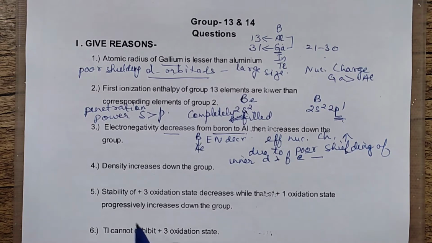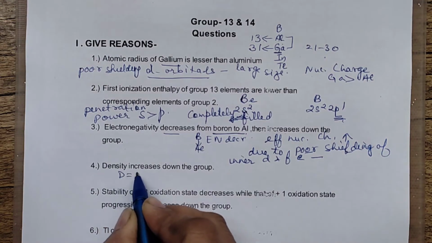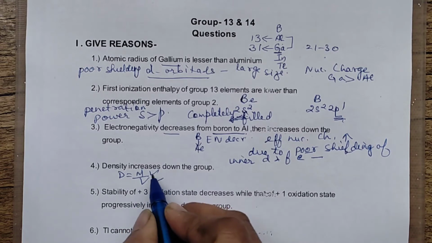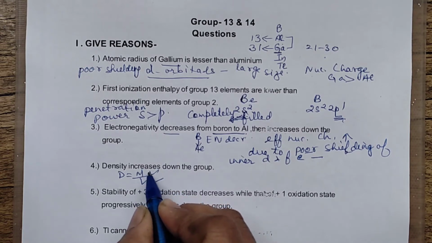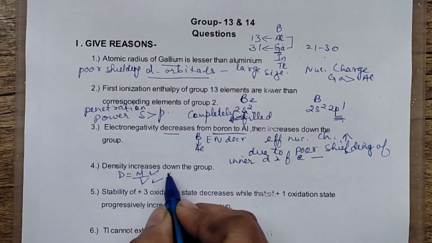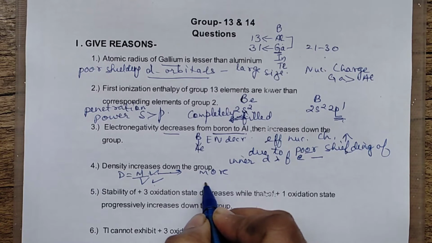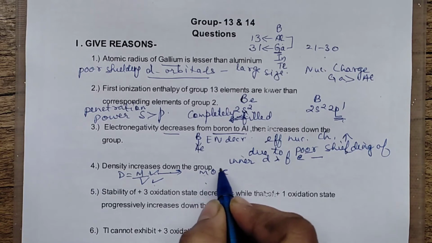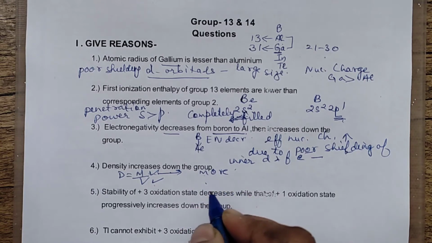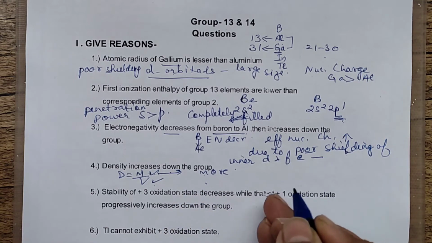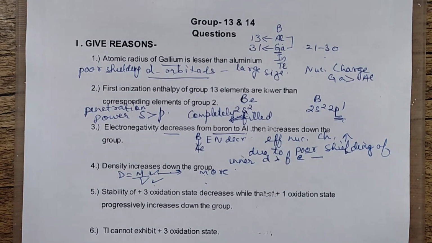To explain density, you will be focusing on density is mass by volume. Down the group, mass increases, volume also increases. Volume means the size increases. So whichever increases more, it is observed that the increase in atomic mass is much more than the increase in the volume. So we can say the atomic mass of the element outweighs the effect of the increased atomic size, due to which the density increases down the group.